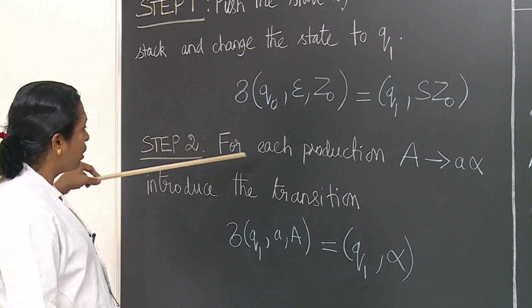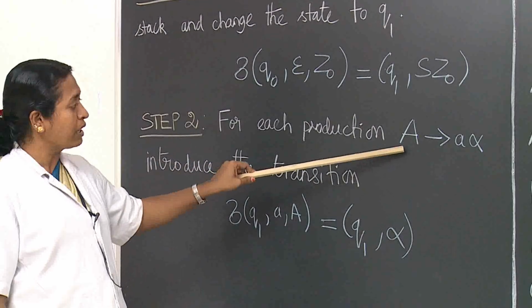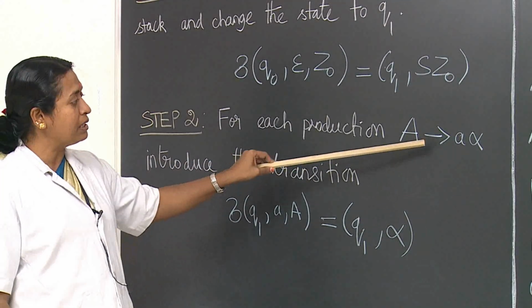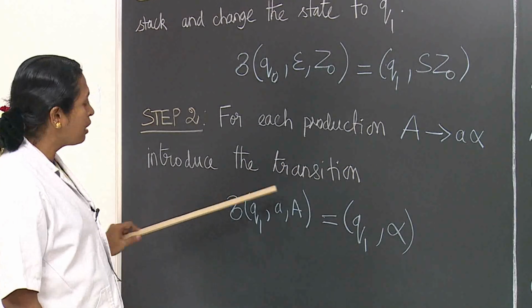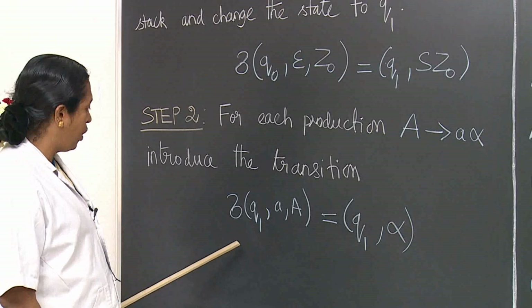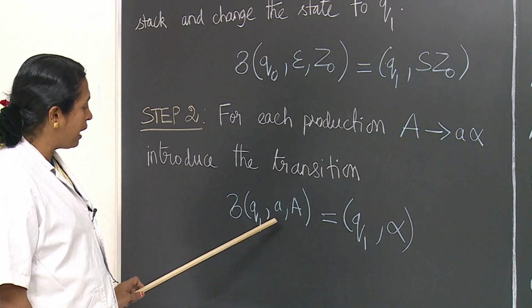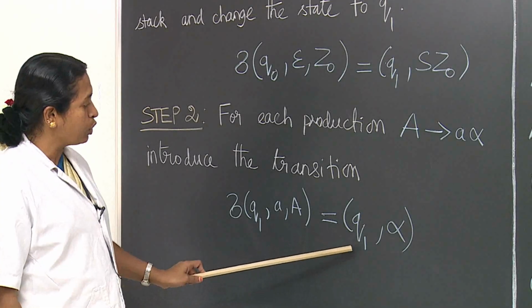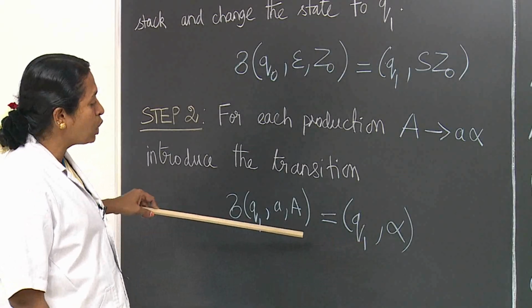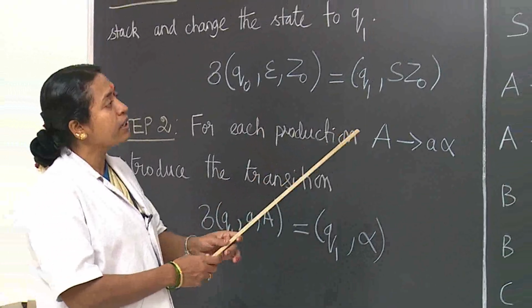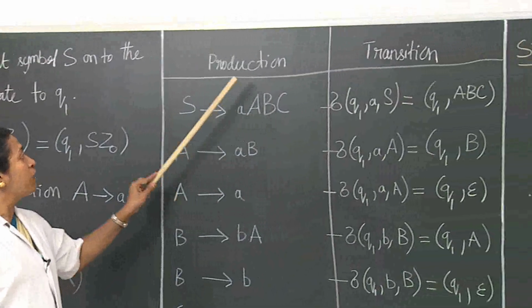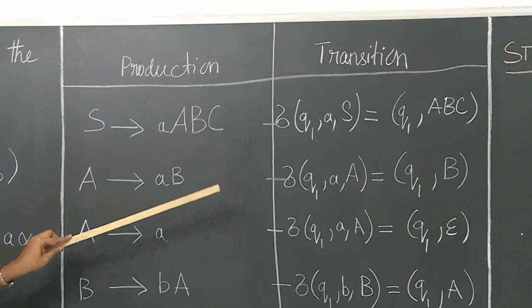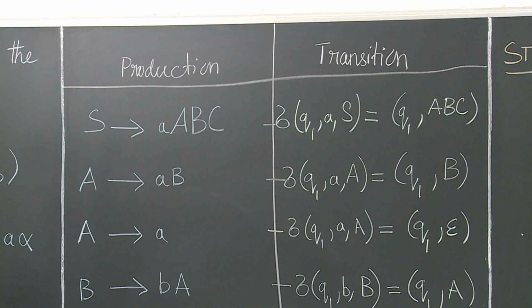Next, step 2: for each production of the form non-terminal tends to terminal alpha, we have to introduce a transition in the form (Q1, a, A) = (Q1, alpha). Based on this, we give the transition for each production. Now we see the production and transition of the form like this.